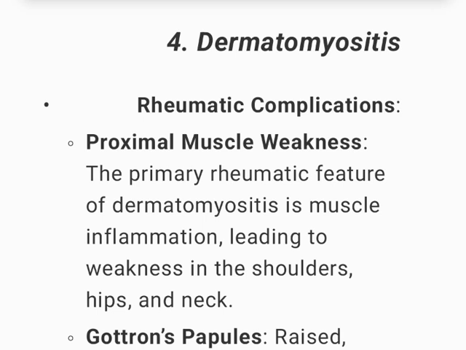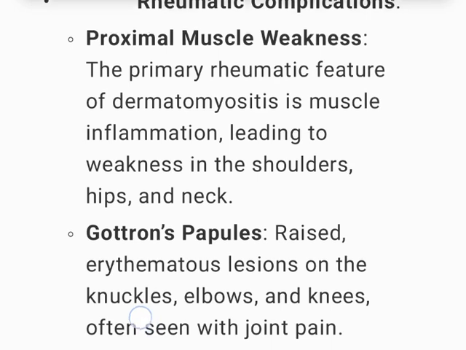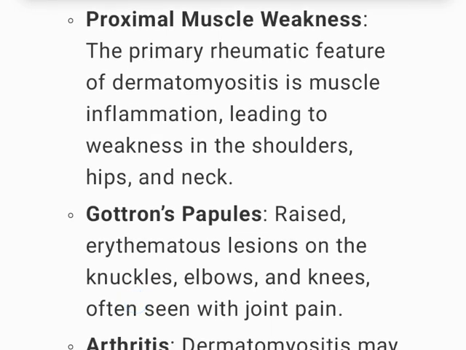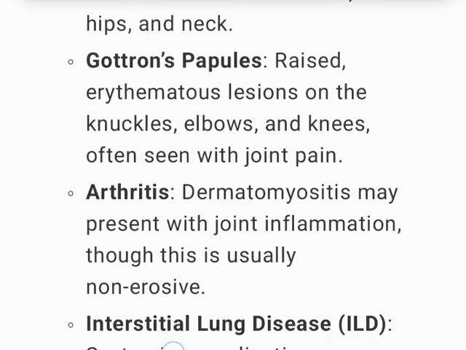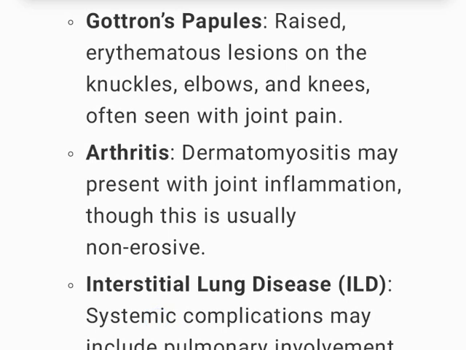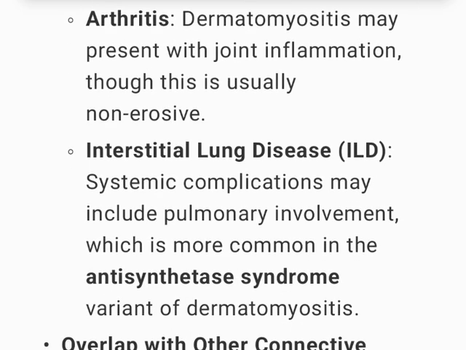4. Dermatomyositis, rheumatic complications. Proximal muscle weakness. The primary rheumatic feature of dermatomyositis is muscle inflammation, leading to weakness in the shoulders, hips, and neck. Gottron's papules, raised erythematous lesions on the knuckles, elbows, and knees, often seen with joint pain. Arthritis. Dermatomyositis may present with joint inflammation, though this is usually non-erosive.